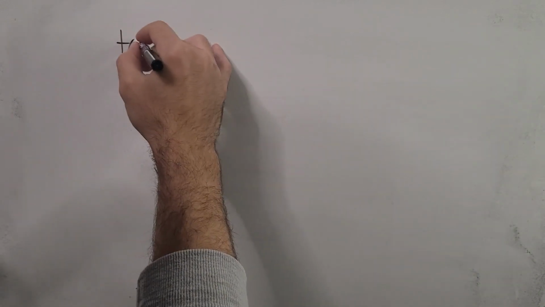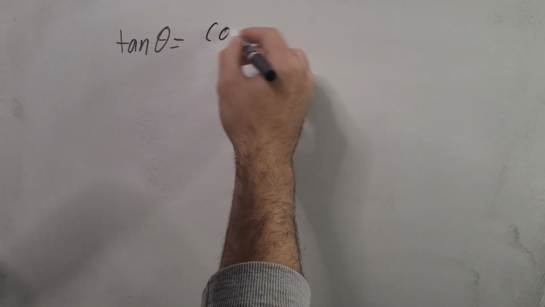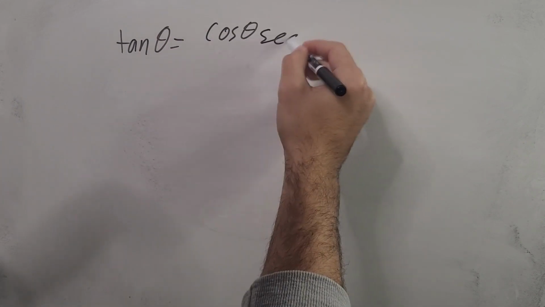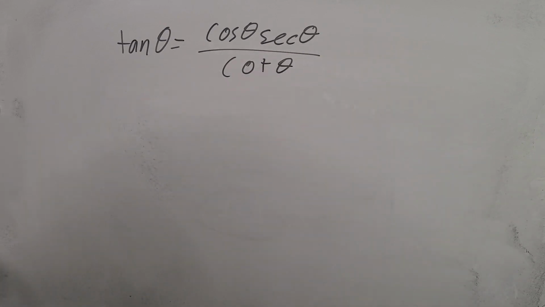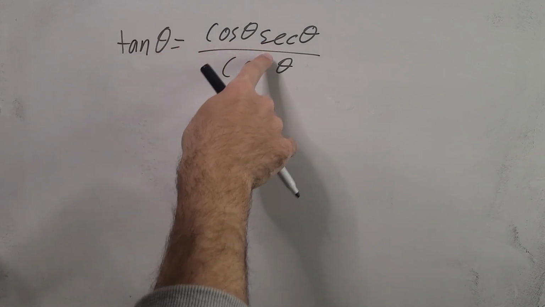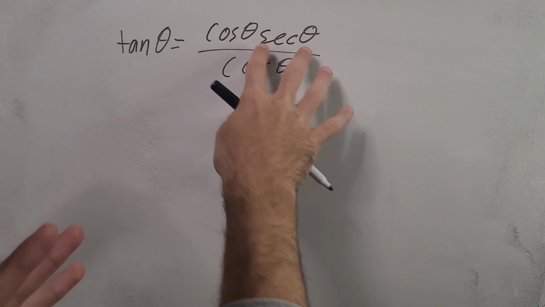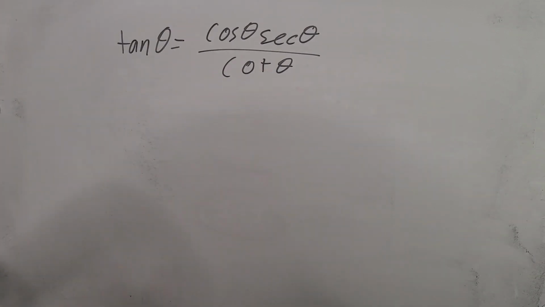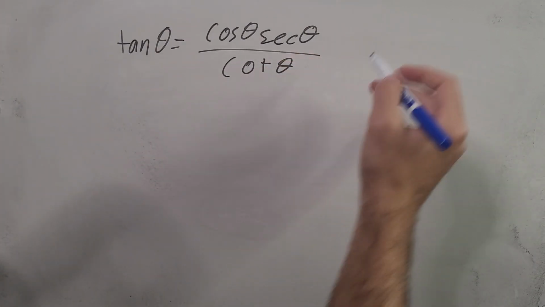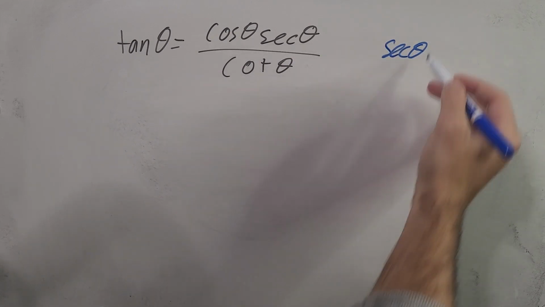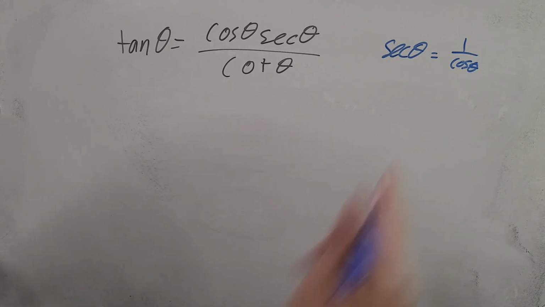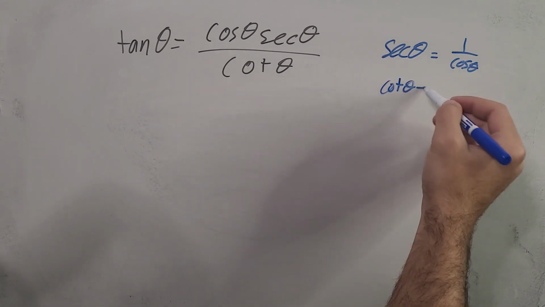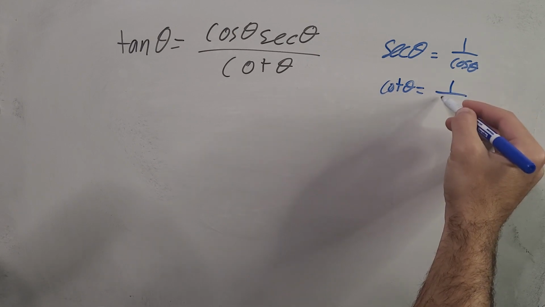Let's do tangent theta equals cosine times secant over cotangent. Right, so if you're one of those people that gets stuck on the left-hand side, that's okay. You're going to have to expand tangent into this fraction, but that's not how I work. I want to look at the right-hand side now and work on that side. So the cosine I'll keep. How about the secant can be rewritten as 1 over cosine. And then the cotangent can be rewritten as 1 over tangent.